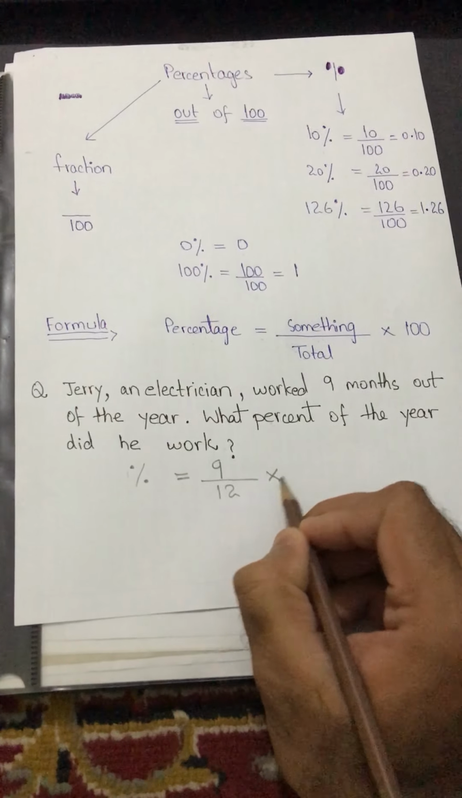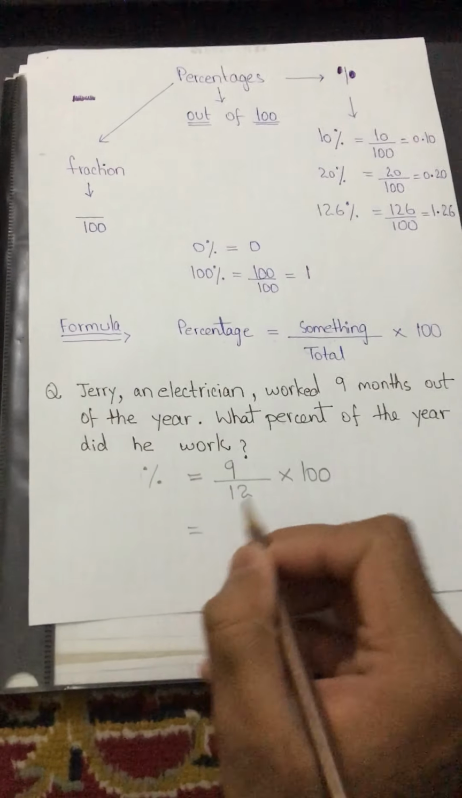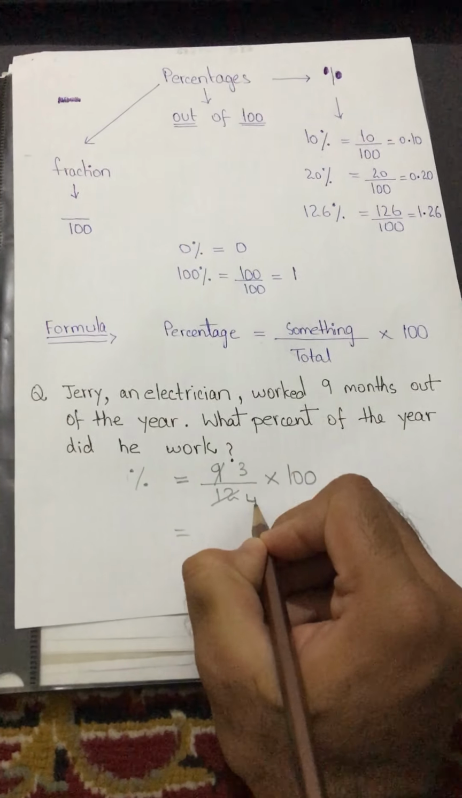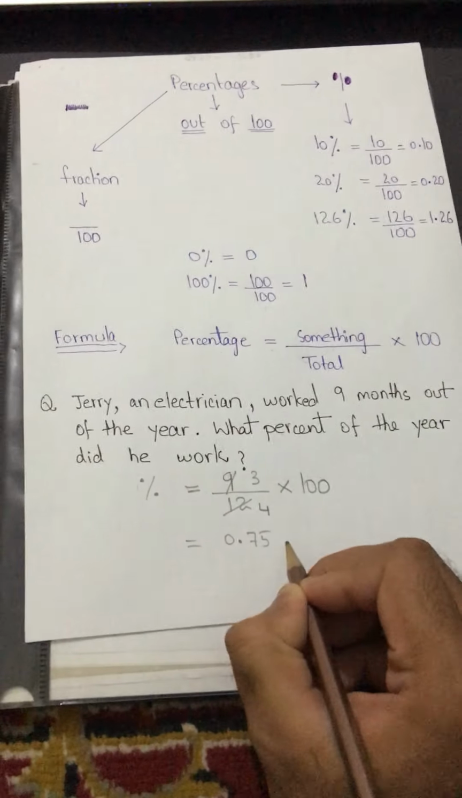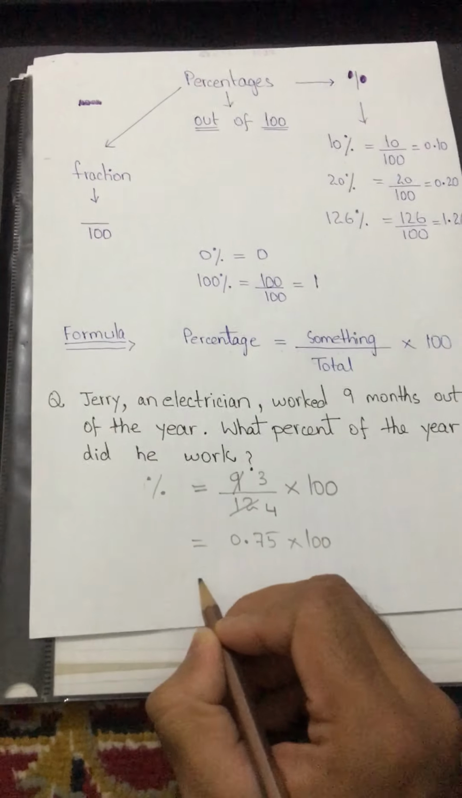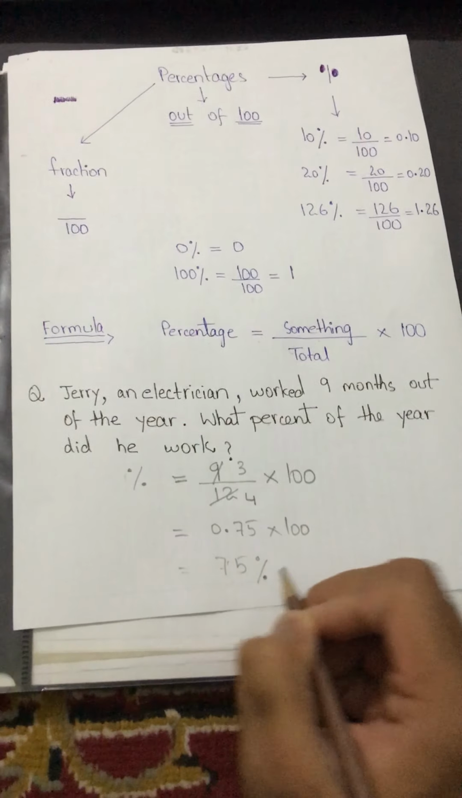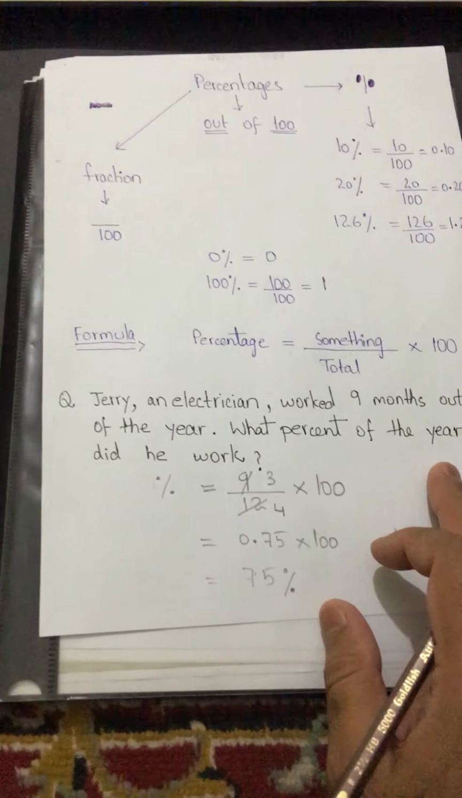In order to find percentage, I will multiply this fraction with 100. On simplification, I know that this is 3 over 4. 3 divided by 4 is 0.75, and when 0.75 is multiplied by 100, it will become 75%. So Jerry is working 75% of the year.